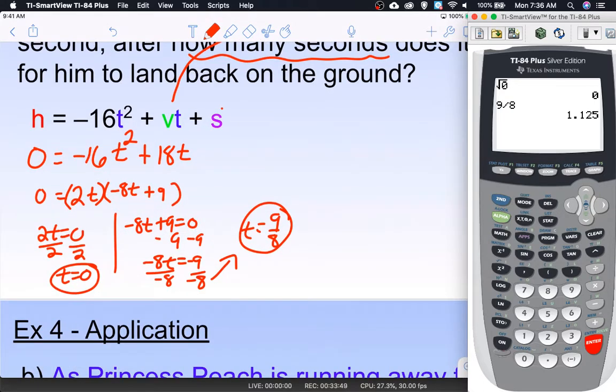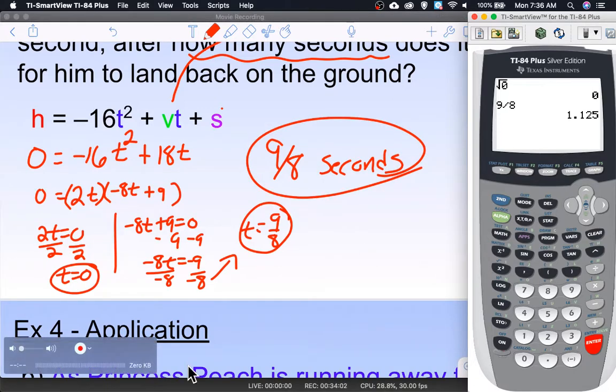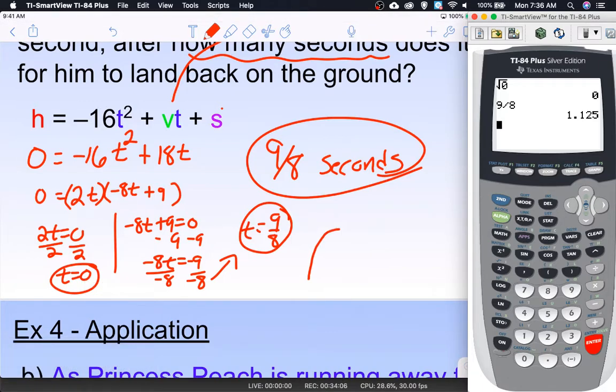So the final answer we're looking for is, how long does it take him to land back on the ground? 9/8 seconds. We don't want this one because that would have been when he first started. So he's going to jump up and land back down. Here's time 0, and as he's going, time's ticking off, and right here at the end, that's 9/8 seconds. That's just over a second.